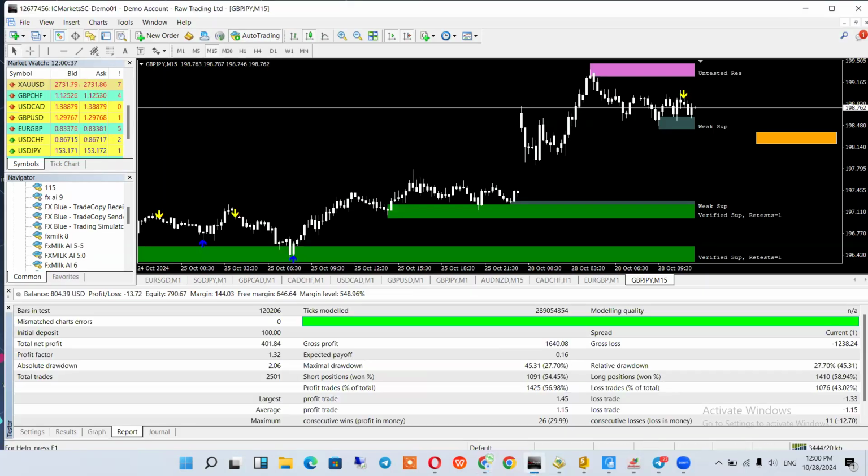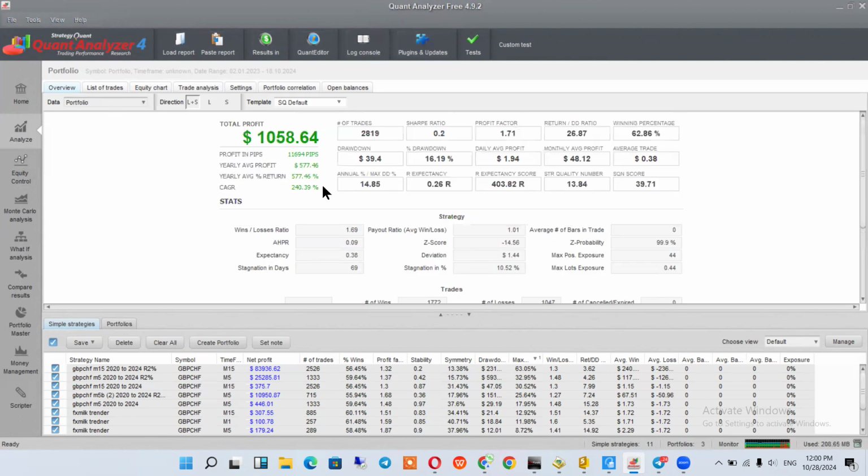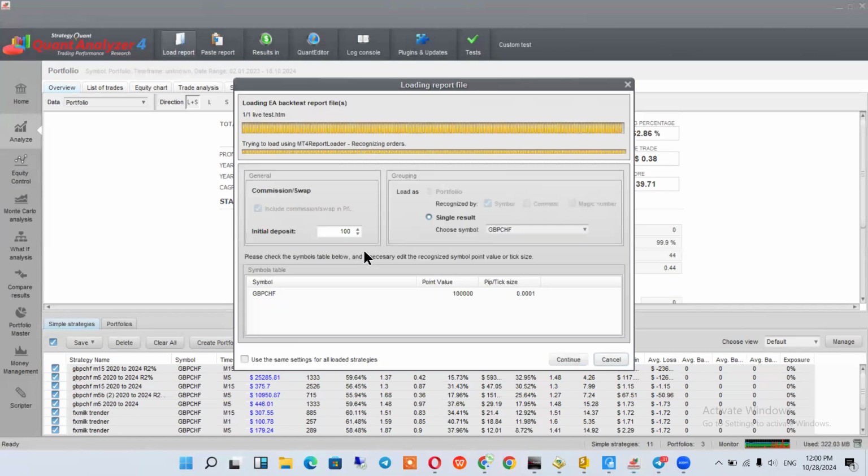Now I have a particular software called Quant Analyzer from Strategy Quant. You can download the free version; anybody can download it. So I'm going to click on load reports. This is the report here, live test. I'm going to go to the folder, click on live test, and click on OK. Once it is done, remember our initial deposit. I always remember to set this. Our initial deposit was $100 in the test account, so we are going to keep it at $100 here.